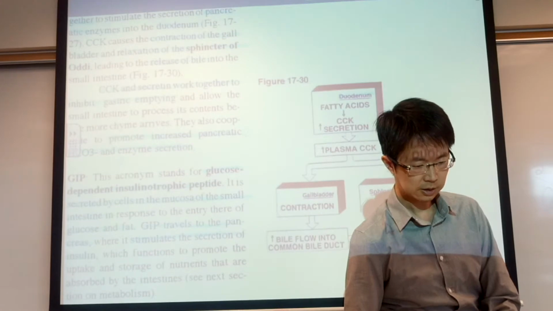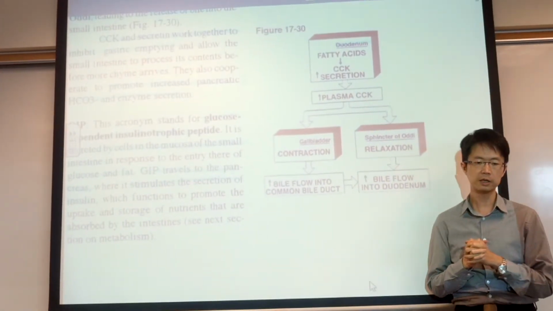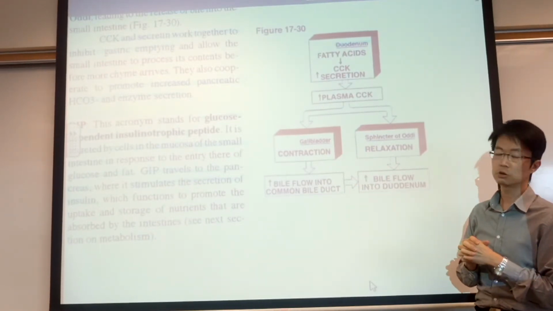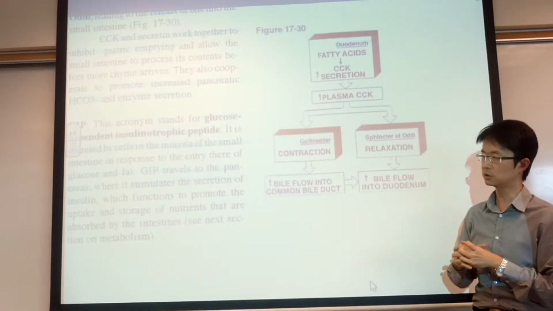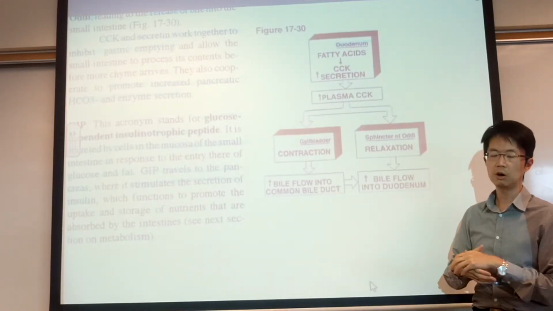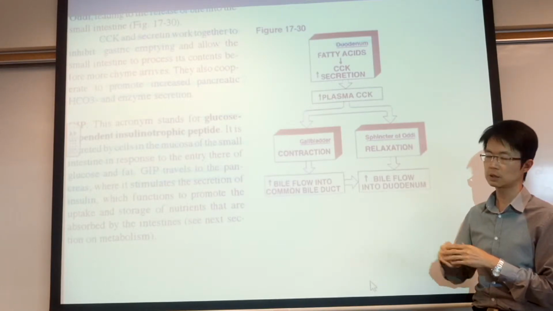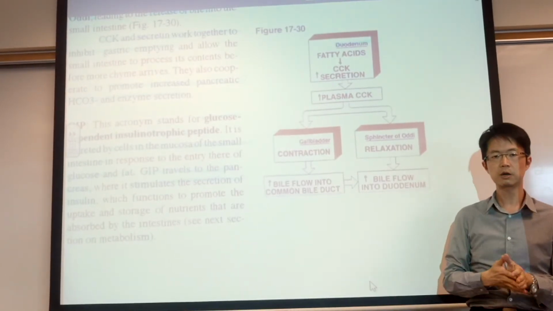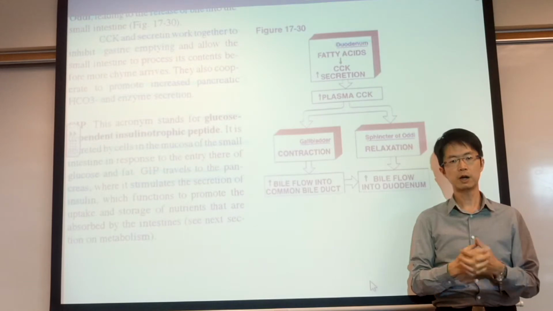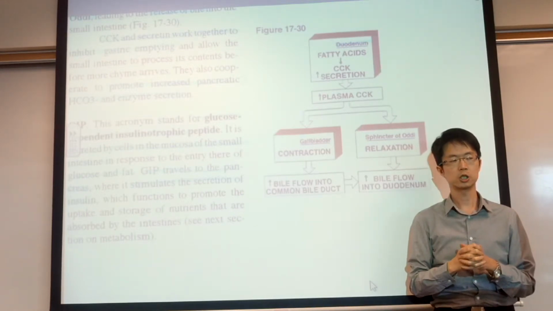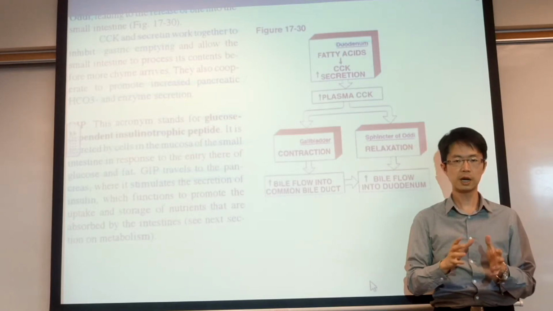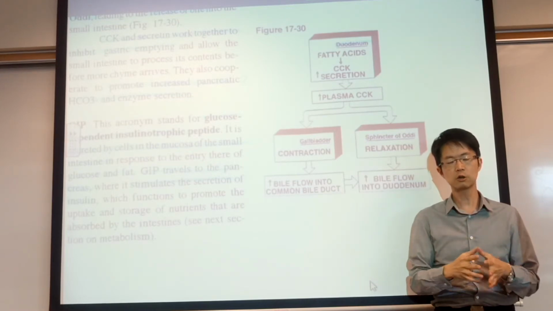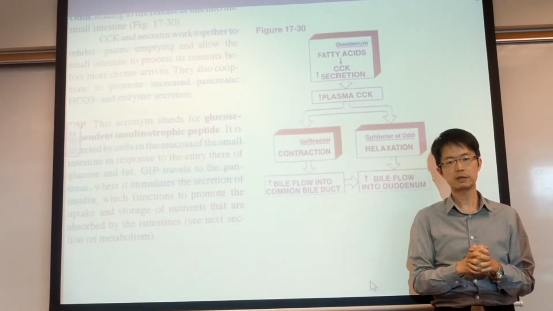And not only that, cholecystokinin can also tell the gallbladder to contract. When the gallbladder contracts, it will squeeze or pump the bile into the common bile duct, and then the bile can go into the duodenum. As we talked about in the previous video, bile is for emulsification, meaning that it can break down large oil droplets into small oil droplets so that it increases the surface area for the enzyme lipase to digest it.